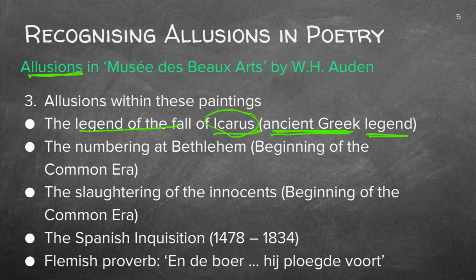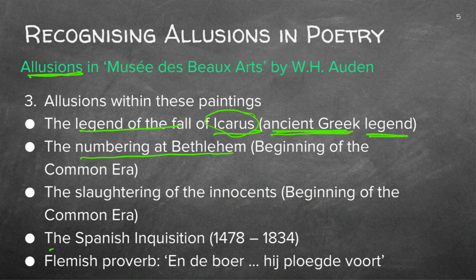There is now a reference, an allusion to the numbering at Bethlehem, because we see Joseph and Mary arriving with the baby Jesus, which is the beginning of the Common Era. We also see the slaughtering of the innocents. That is the other painting being alluded to, which is also the beginning of the Common Era. In other words, that's a killing of the children by Nero.